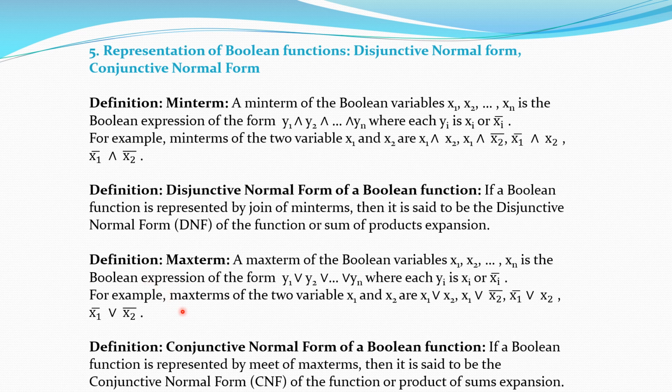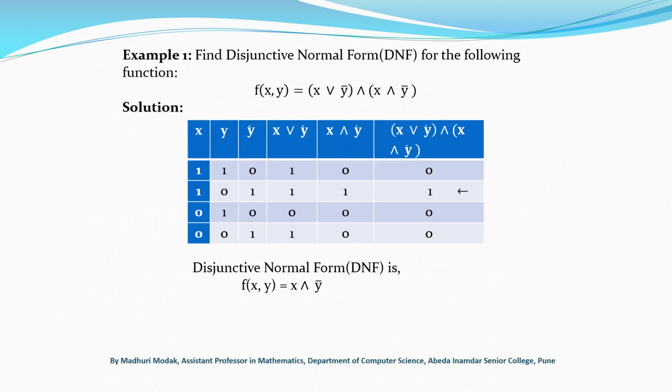Now using max term we define CNF, conjunctive normal form of a Boolean function. If a Boolean function is represented by meet of max terms, then it is said to be the conjunctive normal form CNF of the function or product of sums expansion. Now see this example. Find disjunctive normal form DNF for the following function. Now this is the function which contains two variables.